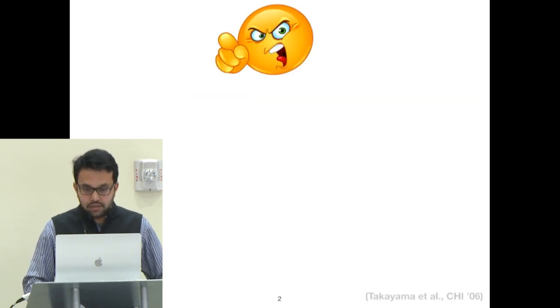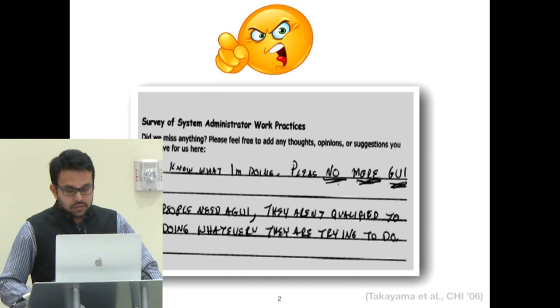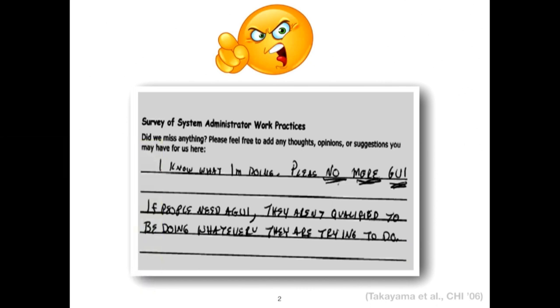So starting with some serious quote here. It says, "I know what I'm doing. Please, no more GUI. If people need a GUI, they aren't qualified to be doing whatever they're trying to do." So this was about a study that was published in CHI about 12 years back. And obviously, this person here is not in favor of using a GUI as opposed to a command line interface.